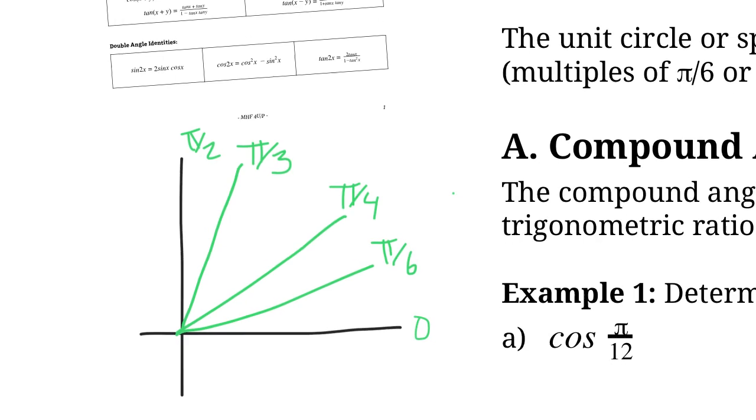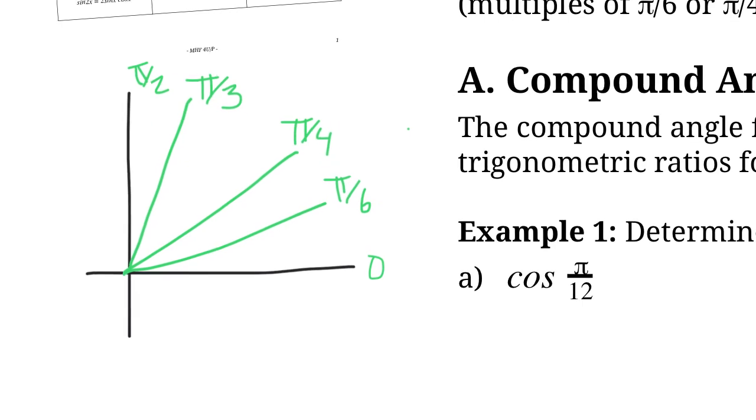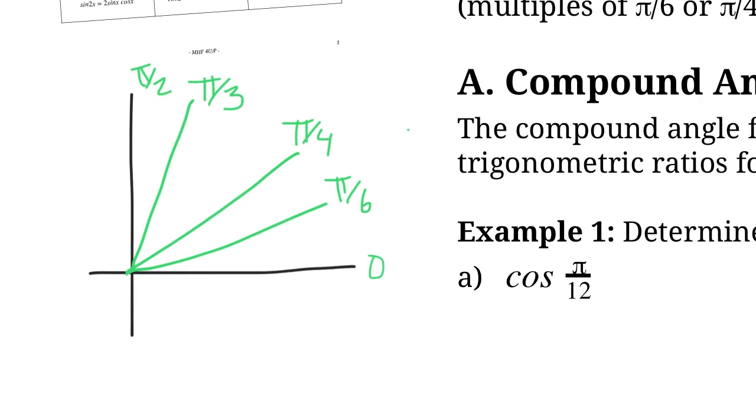But how could we find the trig ratio for something like cos pi by 12 if it's not one of those values? Let's think about how we could possibly do this. Let's think about, first of all, where pi by 12 is on our circle. We know it's going to be about half of pi by 6, right? It's going to be somewhere in here, pi by 12.